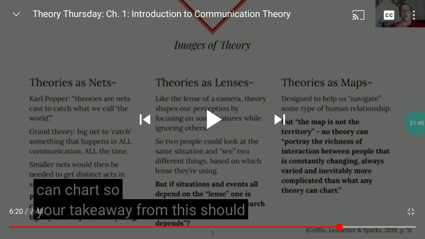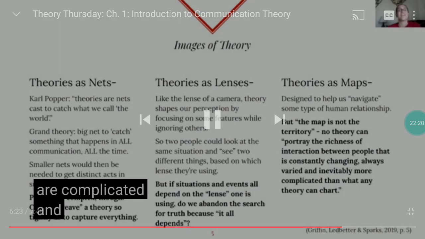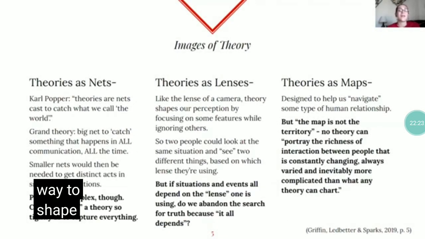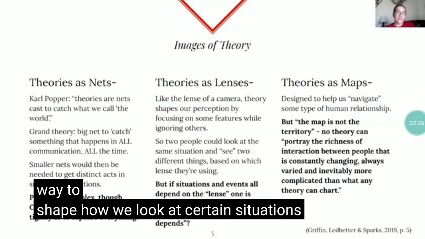For example, when you use Google Maps, it just gives you an idea of the place, but it cannot show you the whole scenery, the details, everything. So no theory can actually portray the richness of interaction between people, which is constantly changing, always varied, and inevitably more complicated than what any theory can chart. So it is an excellent explanation. Humans are complicated, and theories are just a helpful way to shape how we look at certain situations.